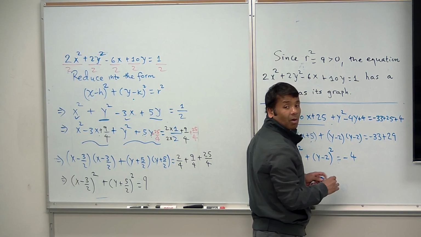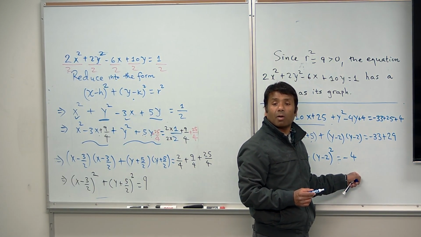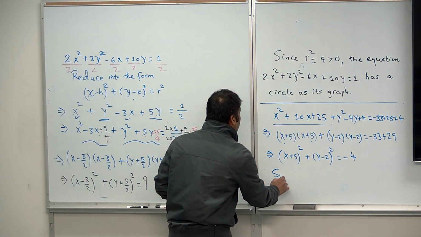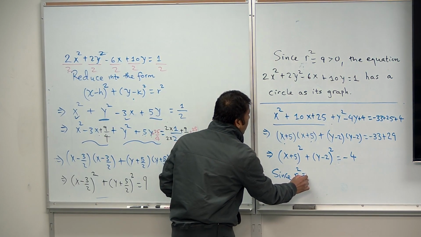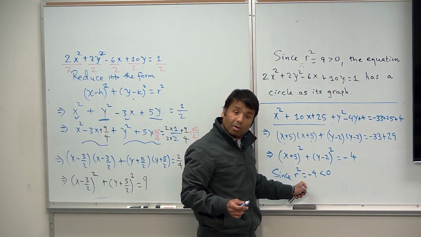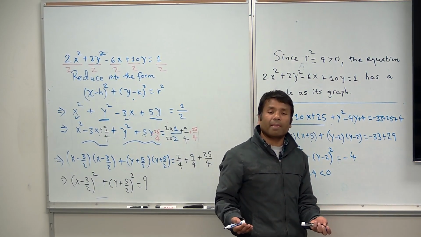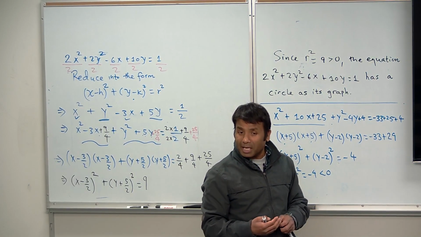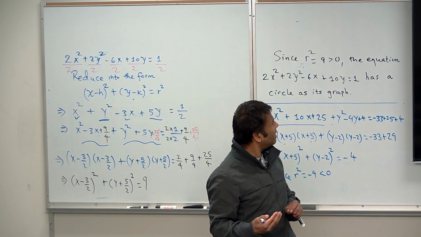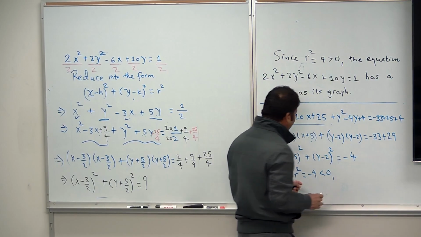What is the value of r squared? It is -4. Since r squared equals -4, which is less than 0, if the value of r squared is negative, then the graph of the equation is non-existent. Is that right? Yes. So the graph does not exist, because it is not possible.